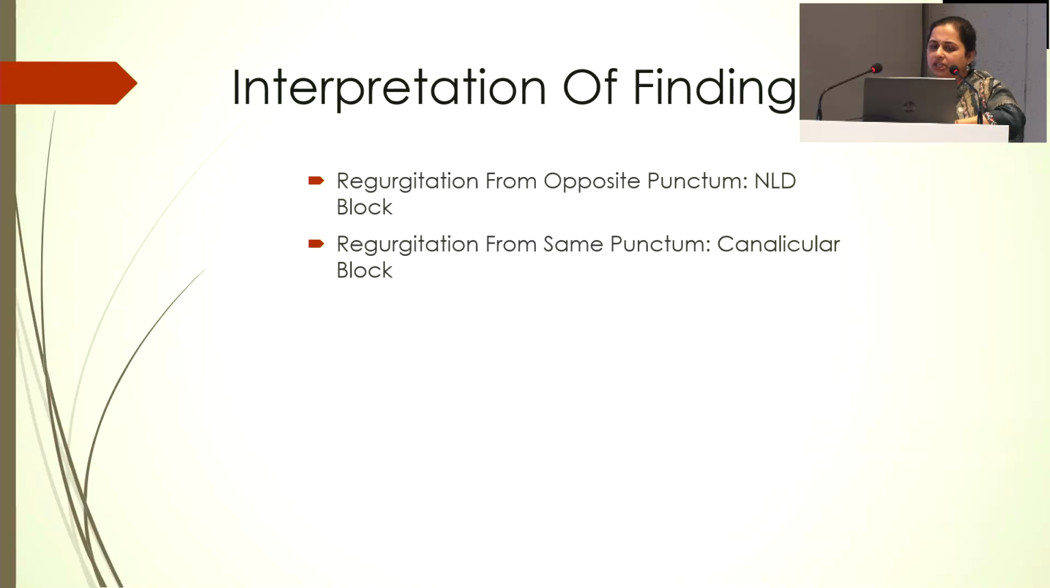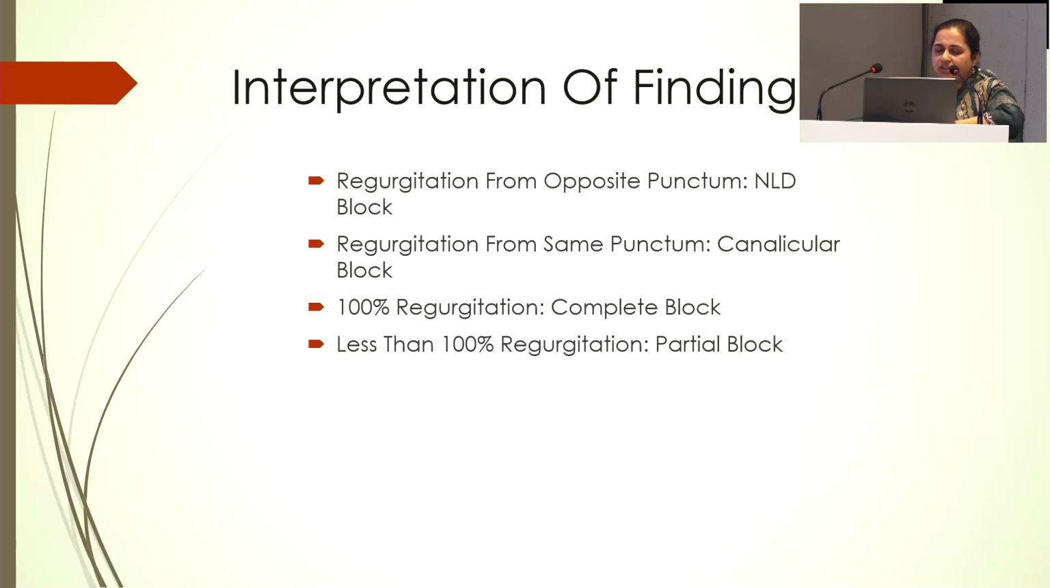Depending on the interpretation, regurgitation from the opposite punctum is surely NLD block. From the same punctum can be canalicular block. If it is NLD block, you should go ahead with sac surgery. If it is canalicular block, because the fluid or tears are not reaching the sac, you can safely go ahead with cataract surgery. There is no need for any surgery in spite of the watering. 100% regurgitation means complete block, less than 100% partial block. If the regurgitation is clear, you can still go ahead with cataract surgery.